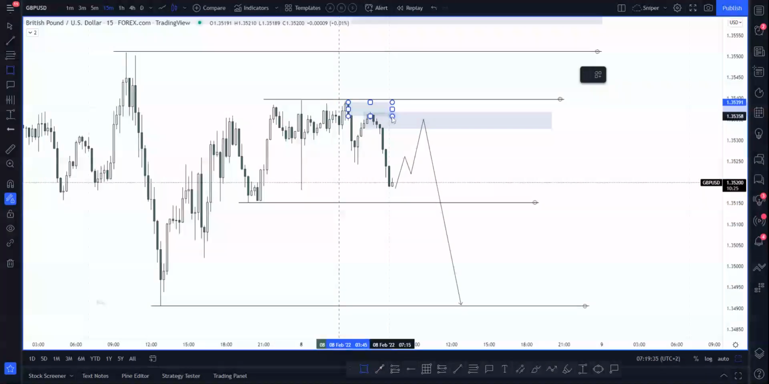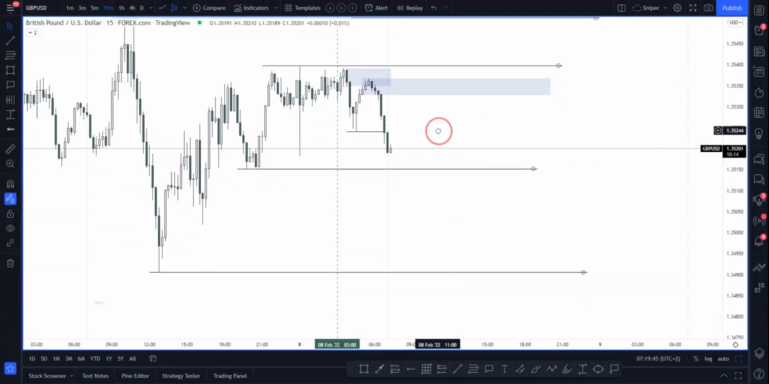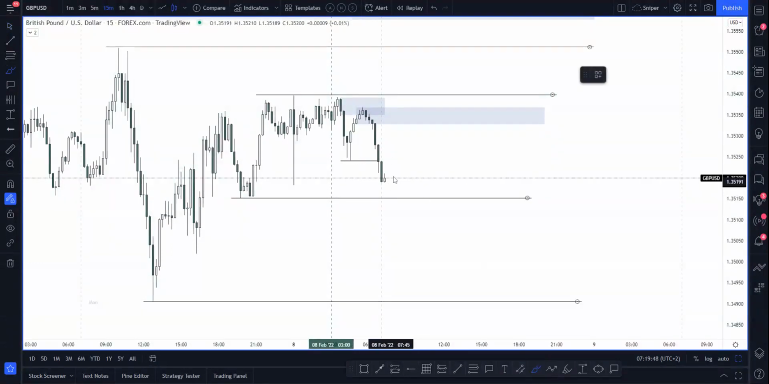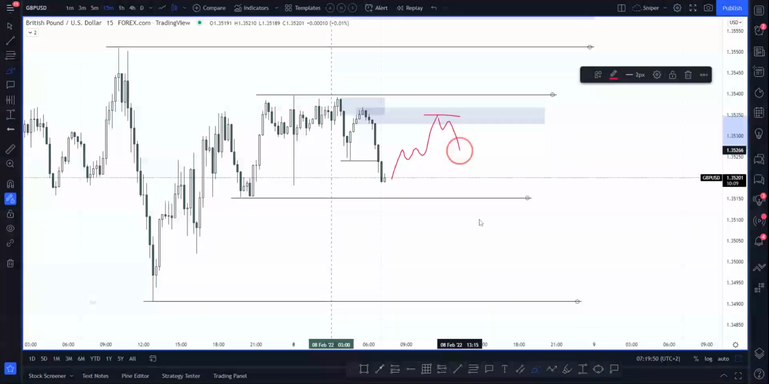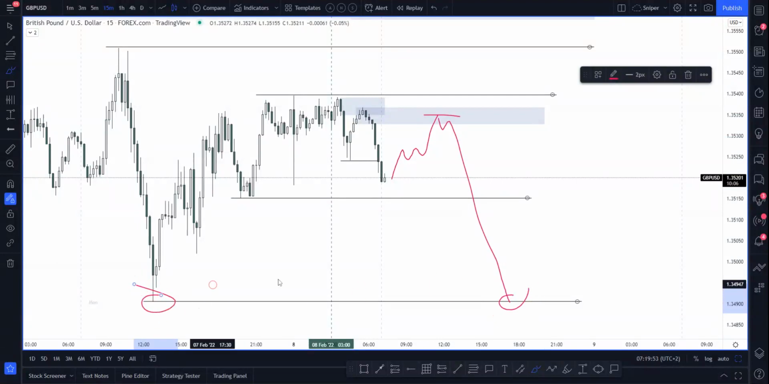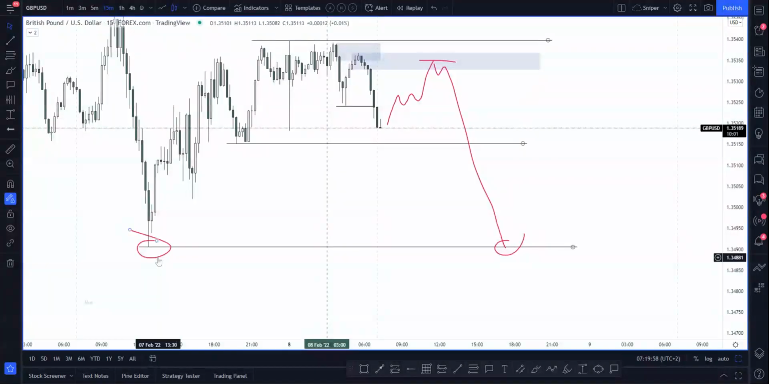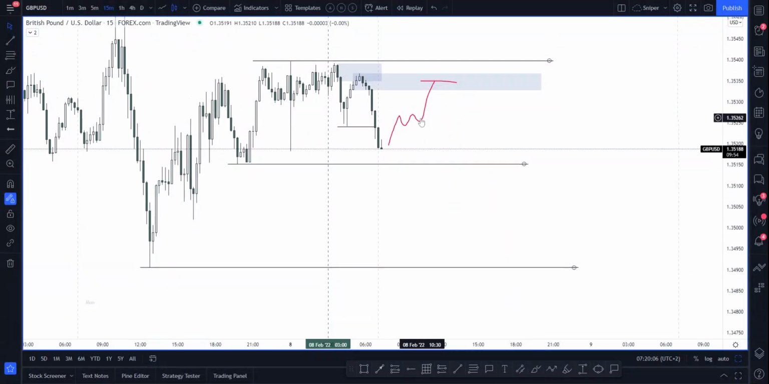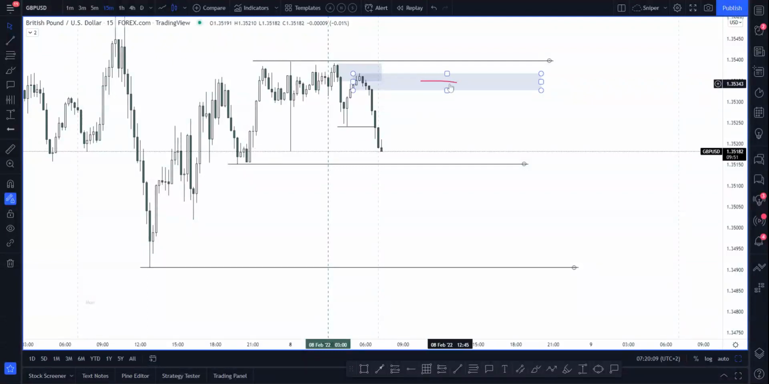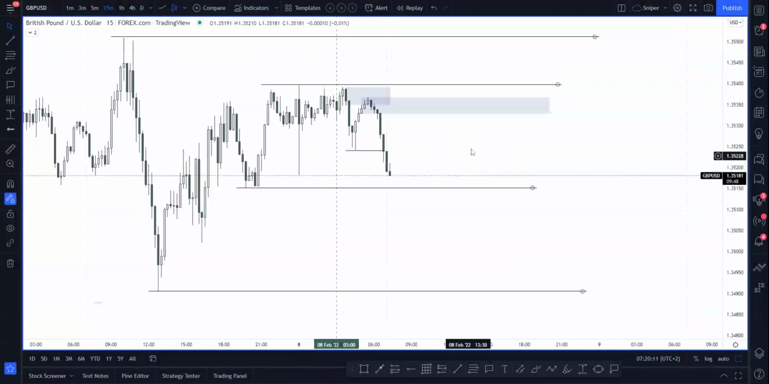So you can see this area of supply was being respected and we broke structure further towards the downside. There's our structure break. So I do think price could potentially just come back into this area and then go further towards the downside, towards this low and ultimately to this 4 hour zone down there. So that's the anticipation. I won't say prediction, because we can't predict the markets, but how I would react if I see this happening.